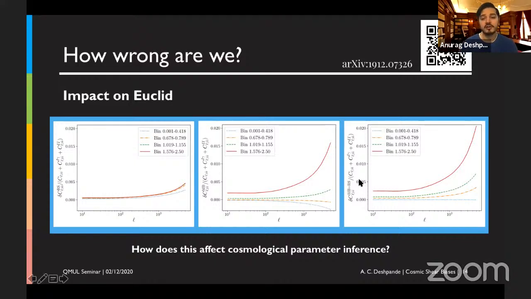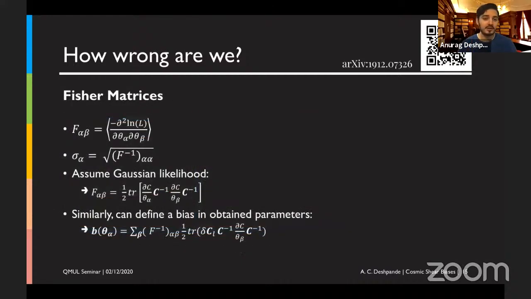This is like 0.05% of the shear power spectrum plus the intrinsic alignment terms. So what does that actually mean in terms of what we care about, which is cosmological parameter inference? To do this, we adopt a common thing in cosmological analysis.